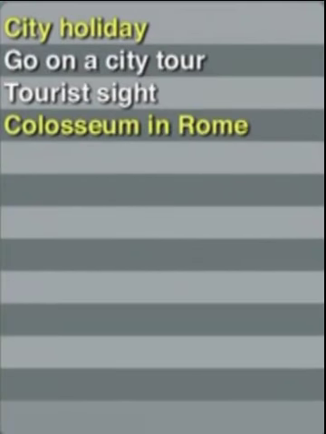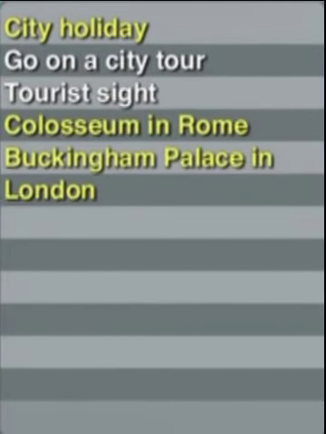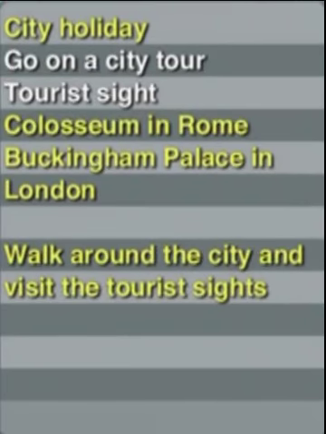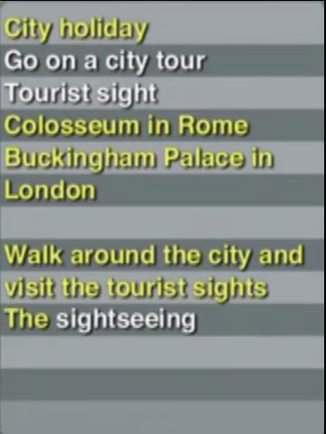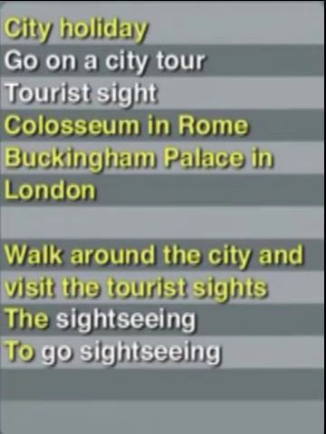Local means that it's near the place where you are. What about when you have a city holiday? You can go on a city tour. A bus takes you on a tour round the tourist sites of the city. A tourist site is something that tourists want to see. For example, the Colosseum in Rome or Buckingham Palace in London. You can go for a walk around the city and visit the tourist sites. We call this sightseeing, and we say, go sightseeing.